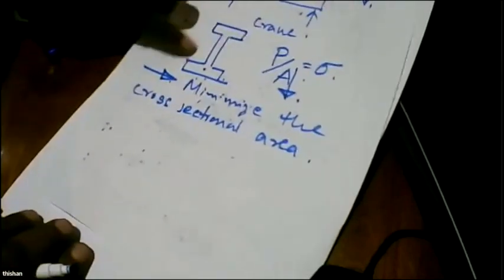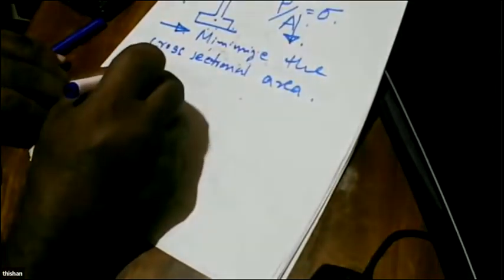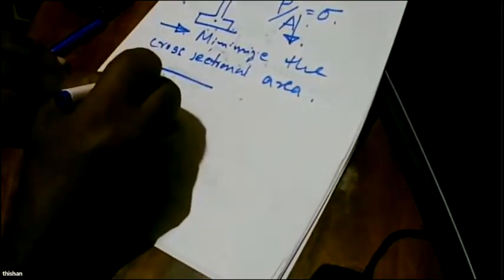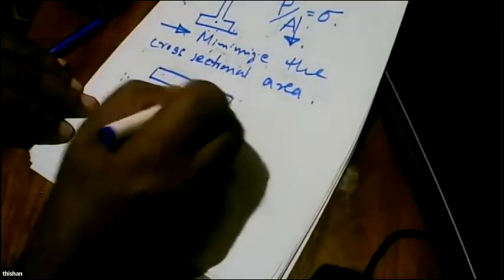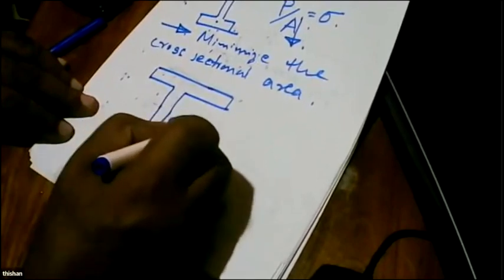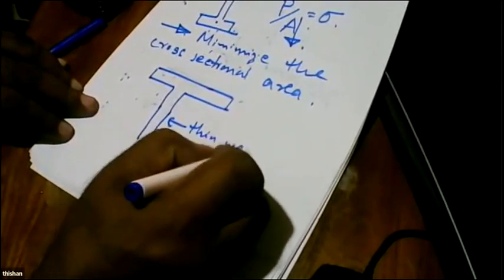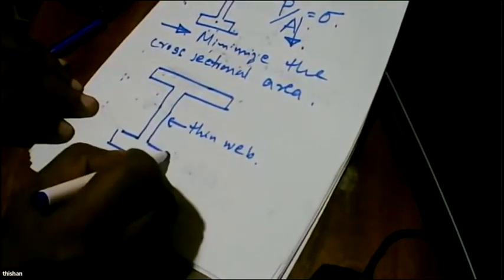So always we say minimize the cross-sectional area. But you cannot minimize it all the time. So what we do is, we see how to minimize it. So we like it to be this way, and we'll have a thin web, and we can have a bottom flange.